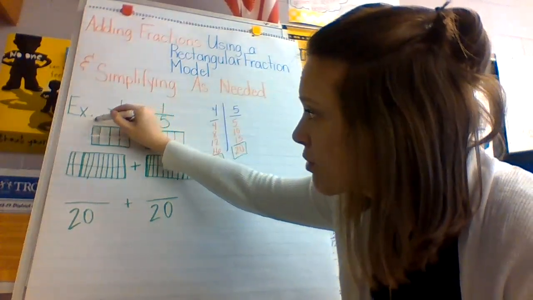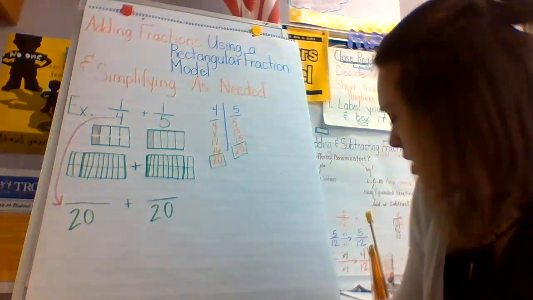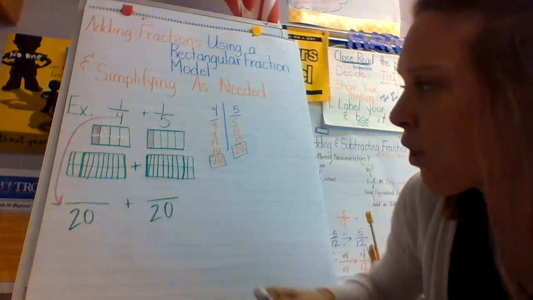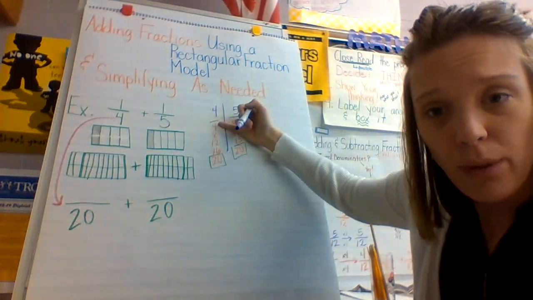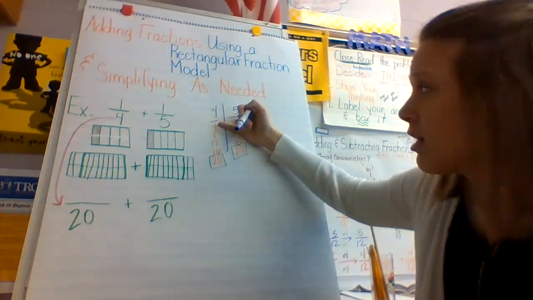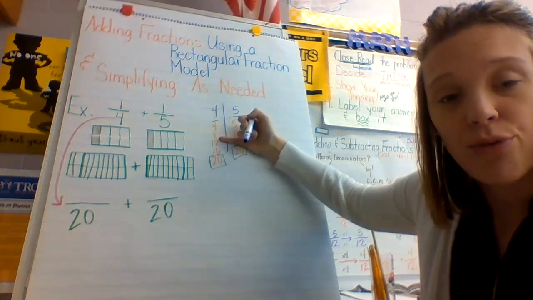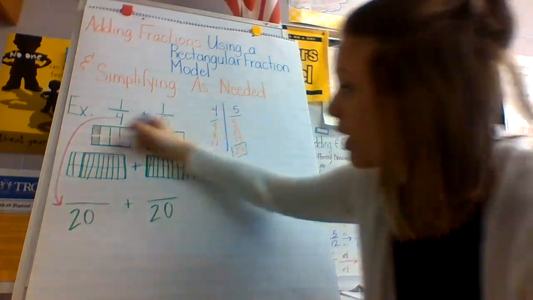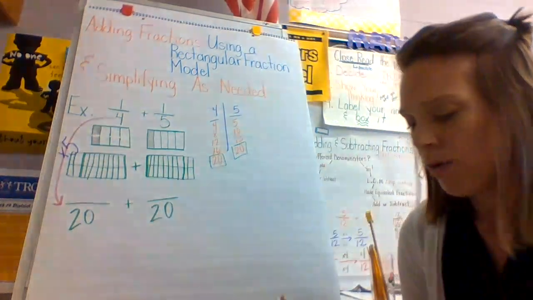My new method is I'm just drawing an arrow from my first fraction to my second fraction, and I'm asking myself, how did I get from 4 to 20? I can use my skip counting list to help me with this if you're not that confident with your mental math skills yet. So 4 times 1 is 4, 4 times 2 is 8, 4 times 3 is 12, 4 times 4 is 16, 4 times 5 is 20.